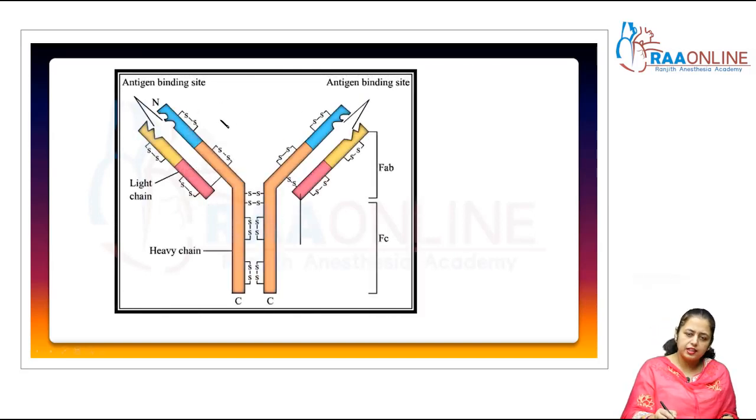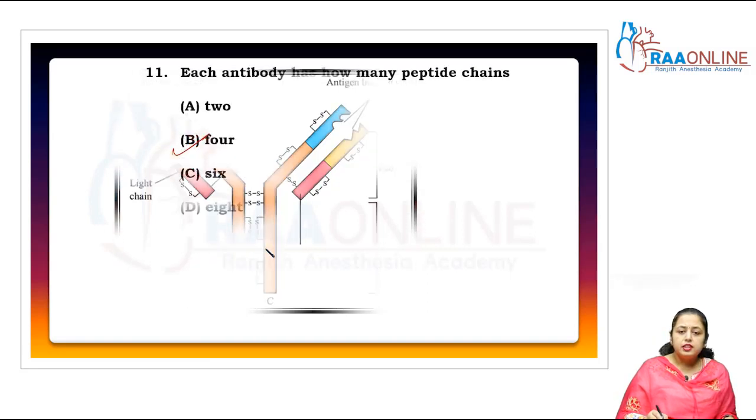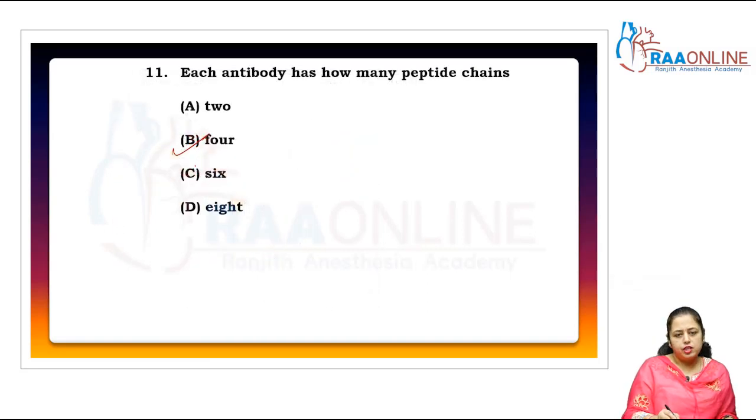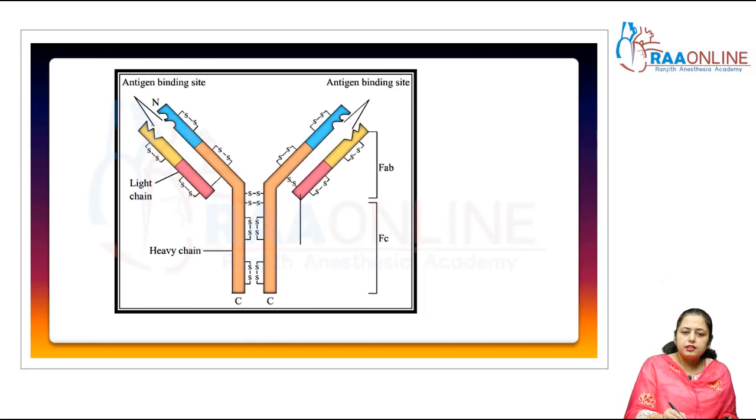How can we say it is 4 peptide chains? Actually, see, this is the structure of the antibody, right? There are 4 peptide chains, that is 2 light chains and 2 heavy chains, right? That's why we say that 4 peptide chains are there. See, that is the light chain and the heavy chain. This is the constant region of the heavy chain, clear? This is the antigen binding site where the antigen gets attached, right?